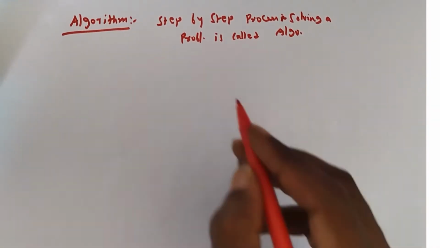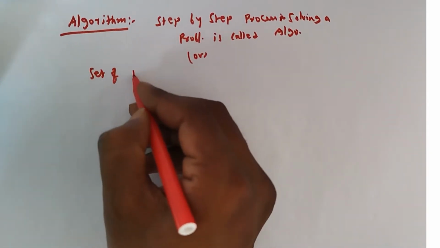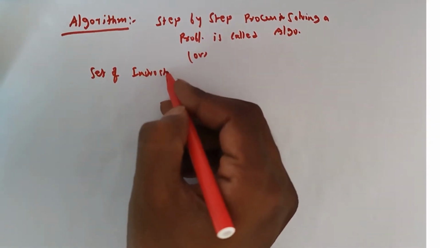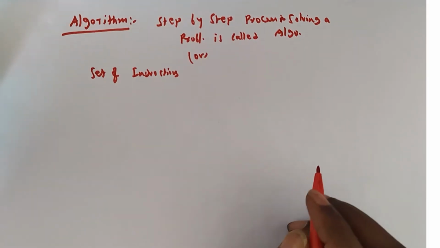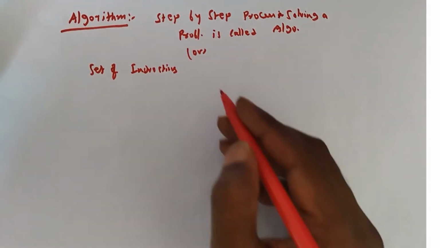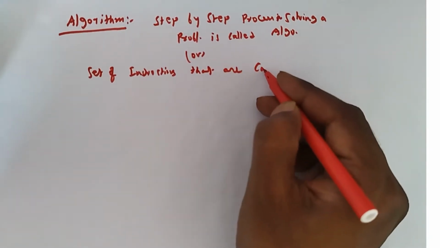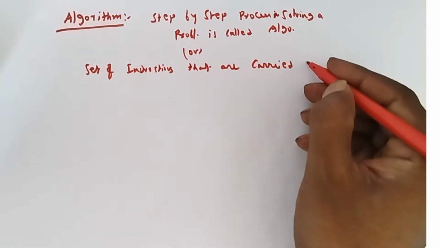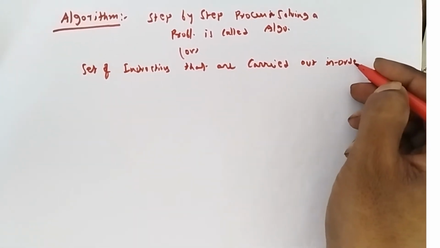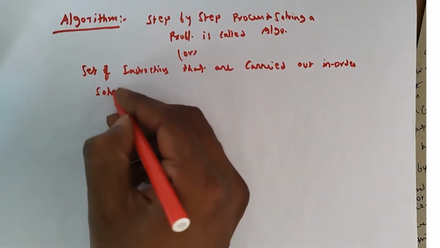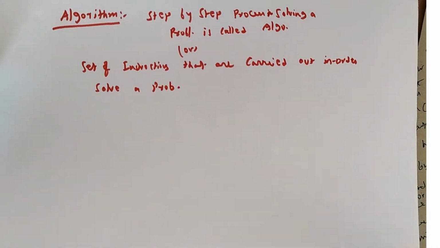We can also give one more definition: a set of instructions that are carried out to solve a problem is called an algorithm. A set of instructions that are carried out in order to solve a problem is also called an algorithm.